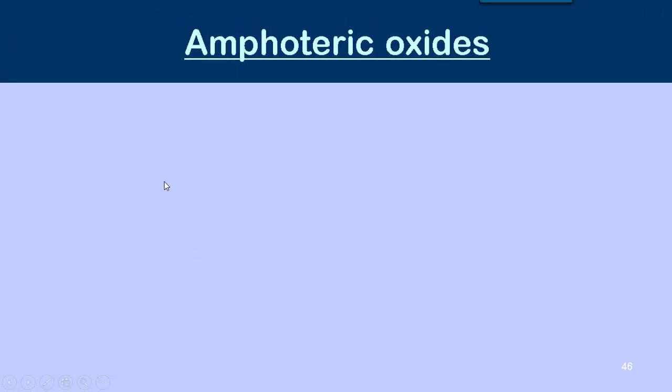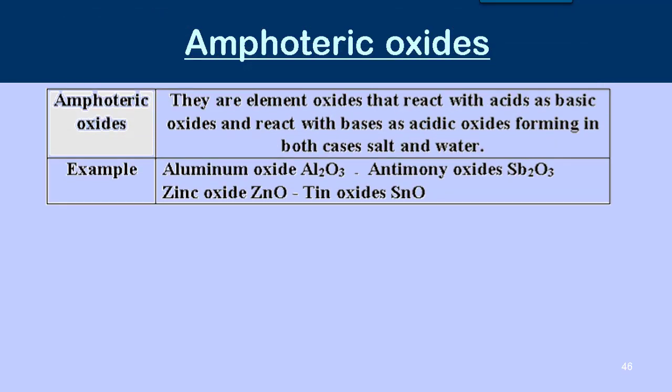The third type of oxides is amphoteric oxides. They are element oxides that react with acid as a basic oxide and react with bases as acidic oxide. Their way of reaction depends on the type of the substance they react with, and in both cases they form salt and water. We have here four examples for amphoteric oxides.